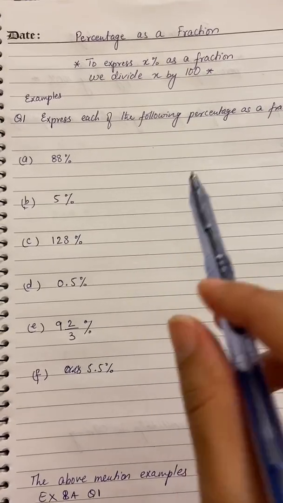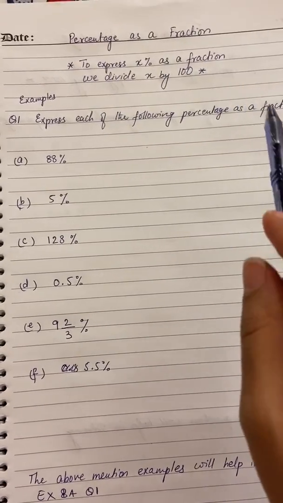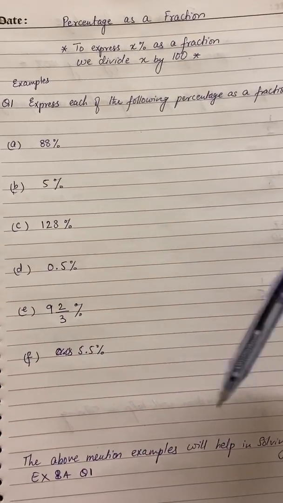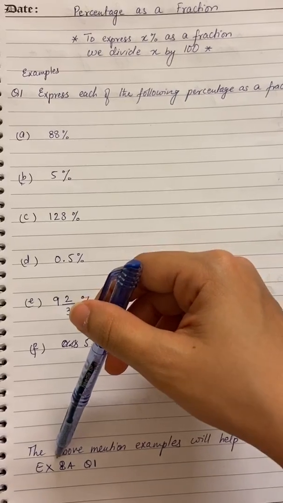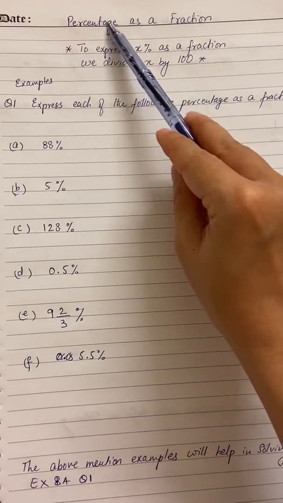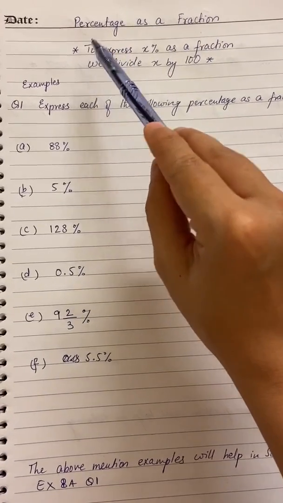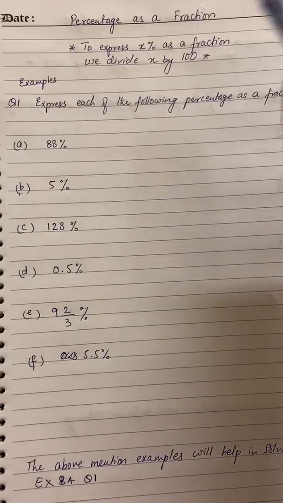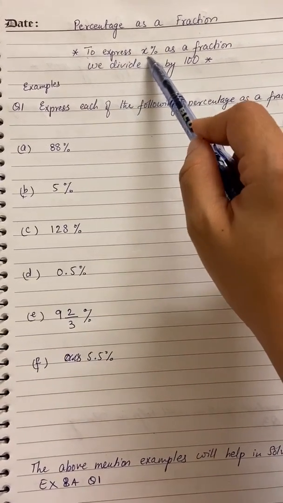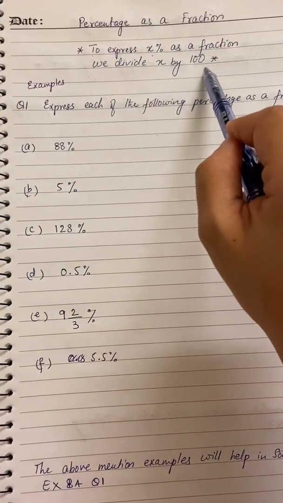So let's begin with converting some percentages to fractions, and this question is going to help you in solving exercise 8a question number 1. So we have to convert percentage to a fraction. Now we know that percentage is out of 100, so in order to express x percent, meaning any percent, as a fraction, we divide x by 100.